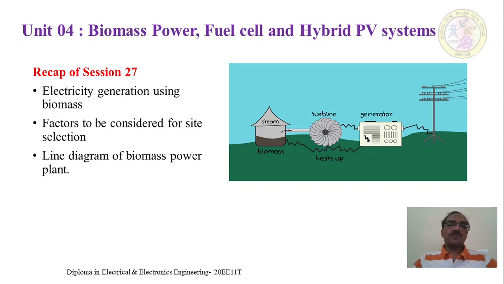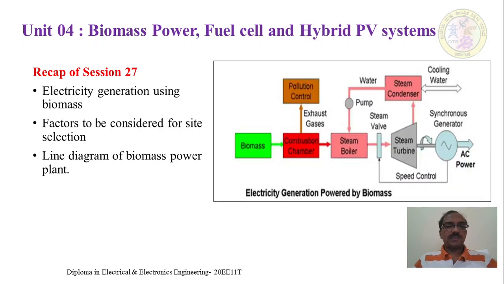And also we have seen that plenty of biomass products should be available. So considering all these things, biomass plants are usually located near the farm products, or where the available waste materials are more. And also we have seen in the previous class the line diagram of a biomass power plant, which we have divided into a number of components.